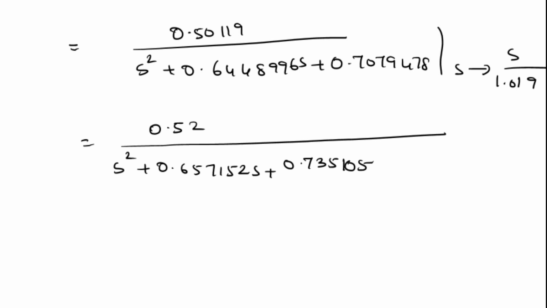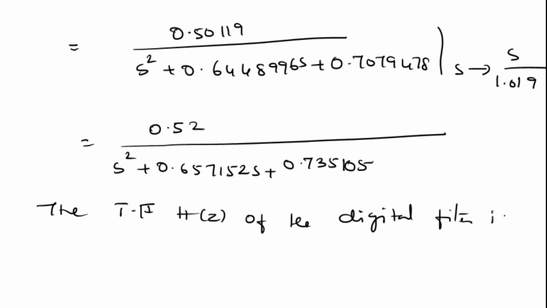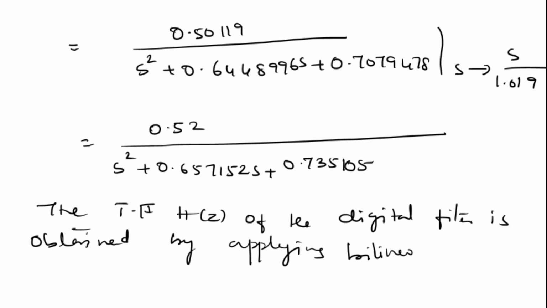So last step, step number 3, the transfer function h of z of the digital filter is obtained by applying bilinear transformation to HA of S with T is equal to 1 second.